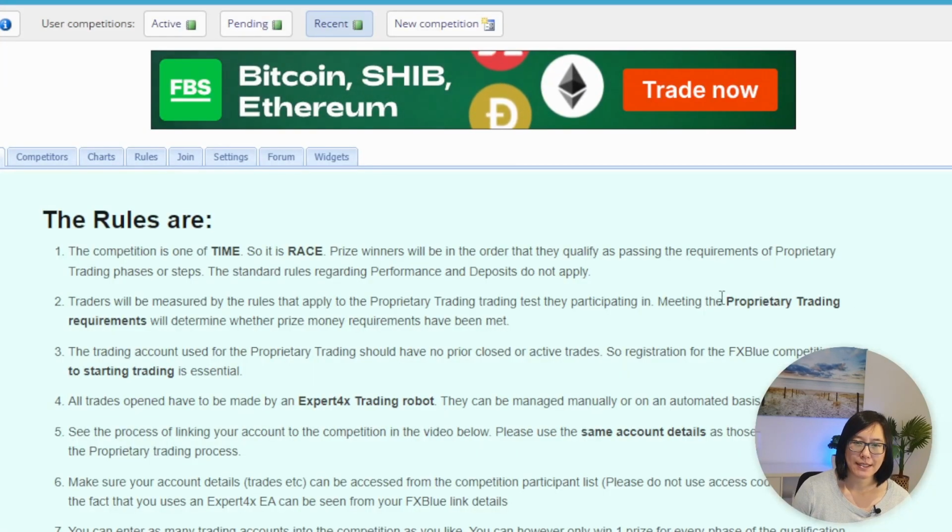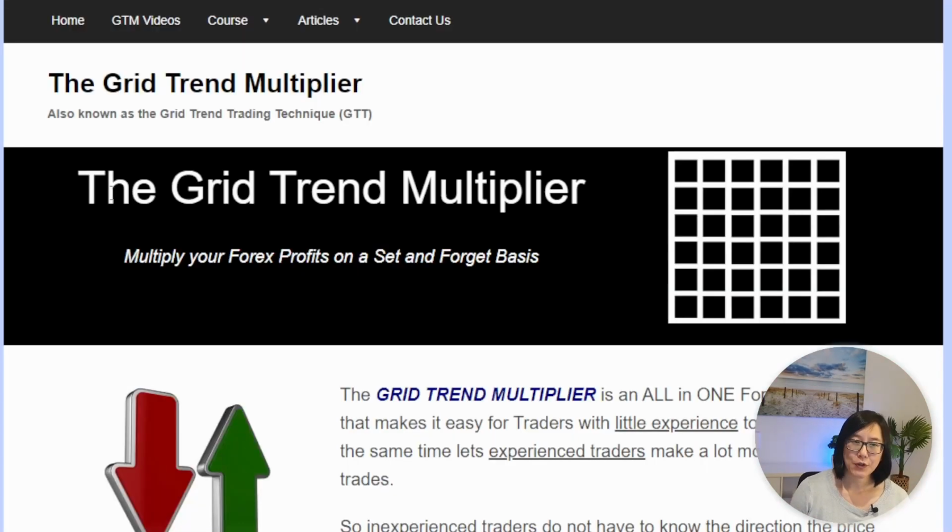So the rules of this race is that you need to pass a proprietary trading competition and you need to use an expert Forex trading robot. I chose to use the grid trend multiplier. At the time, I felt this was the best robot that they had. I love it because I'm not a chart person. I cannot look at a chart and tell support, resistance, turning points, any of that. I'm more logical and mathematics oriented.